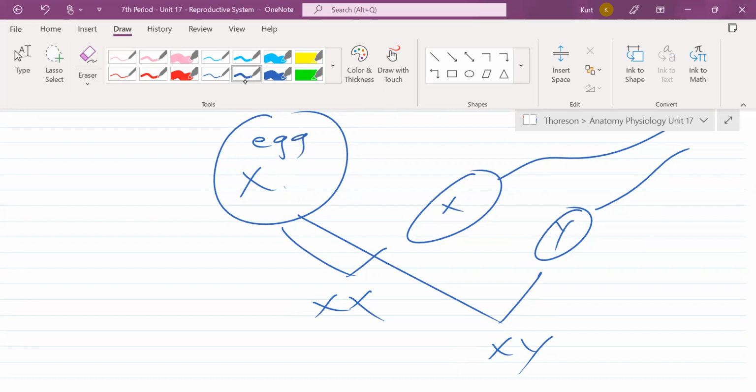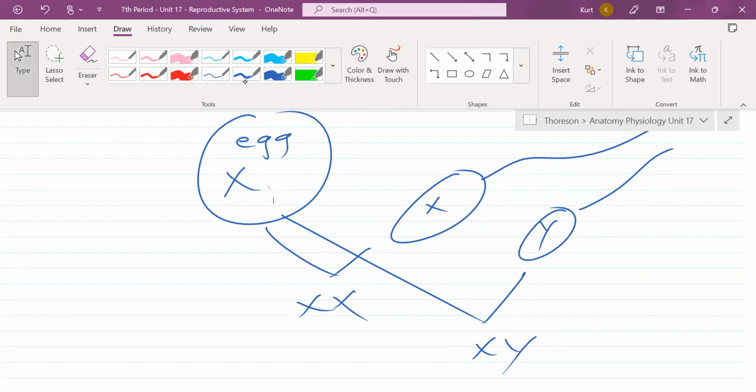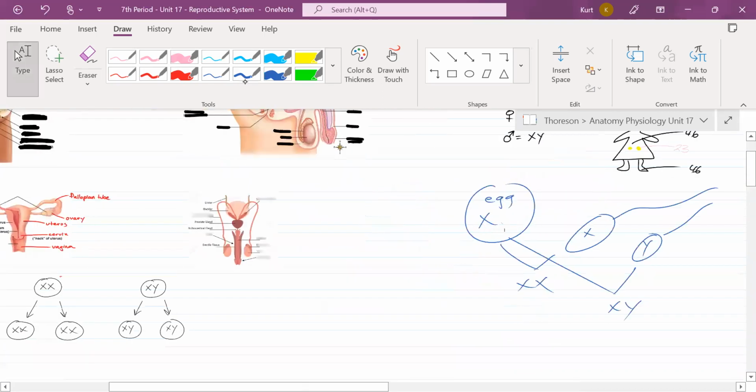Eva, what sex chromosome did you inherit from your mother? What sex chromosome did you inherit from your father? Correct. Where did your father get his X chromosome from? Right. Jack, what are your sex chromosomes? Where did you get your X chromosome from? Where did you get your Y? All right. Okay. Very good so far.